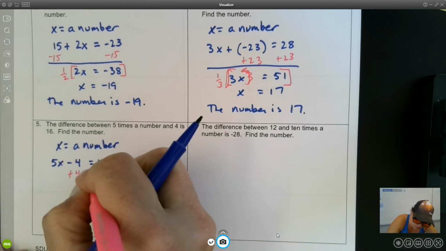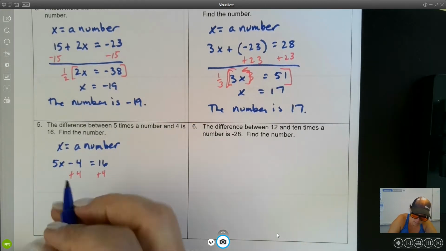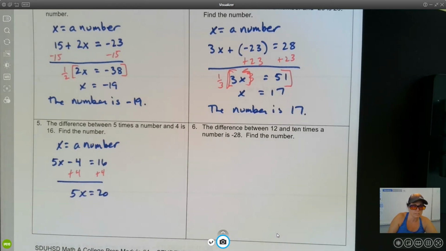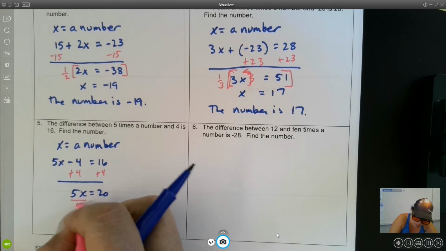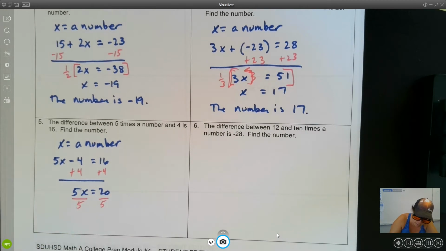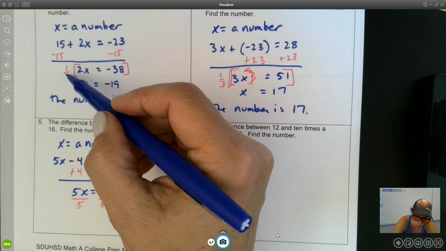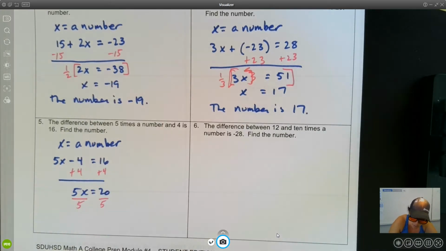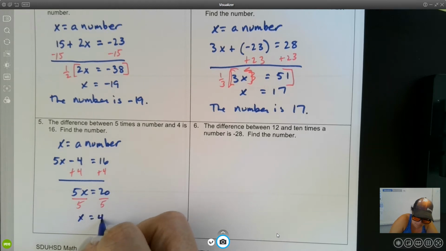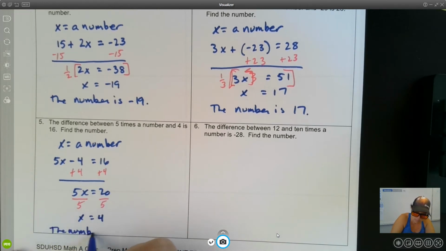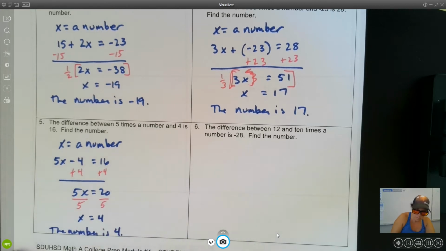Add 4 to solve. 5x equals 20. We're going to take a fifth of both sides or divide by 5, whatever you prefer. I'm trying to switch it up in case you like to show it this way, or if you like to show it this way, it's the same thing. x equals 4, so the number is 4.